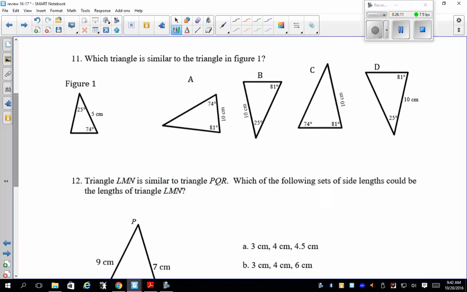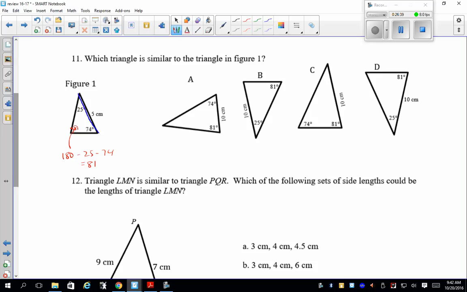Number 11, which triangle is similar to the triangle in figure 1? This is just like the one we did a minute ago, but I have a side now. So I'm still going to find this third angle by subtracting from 180. 180 minus 25 minus 74, and you get 81. Okay, now I'm going to make a note of where the 5 is. Where is the side on this triangle?